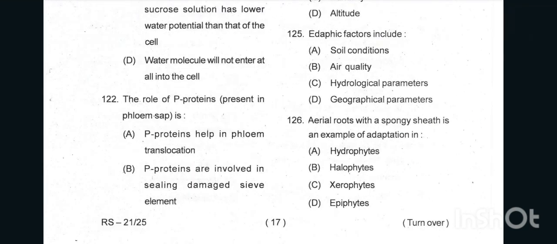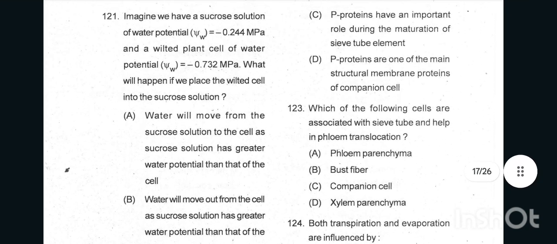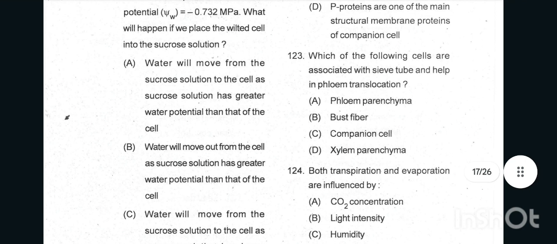So what is the role of P-proteins? The P-proteins are involved in sealing the damaged sieve elements. So option B is the correct one. Then question number 123, which one of the following cells are associated with sieve tube and help in phloem translocation? It is the companion cell.